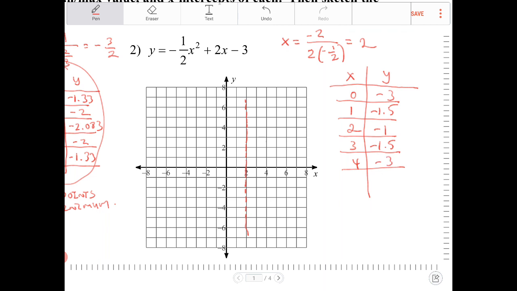So at negative 2, it's at negative 1. At 1, it is at negative 1.5, so it's like right there. And then at 0, it's at negative 3, so it's like right there. And it's going to be the same on the other side. And once again, it doesn't look that promising. I'm just going to add in 2 additional points.